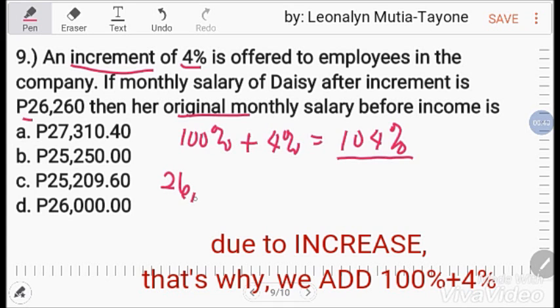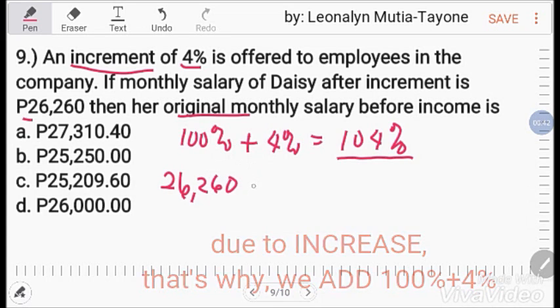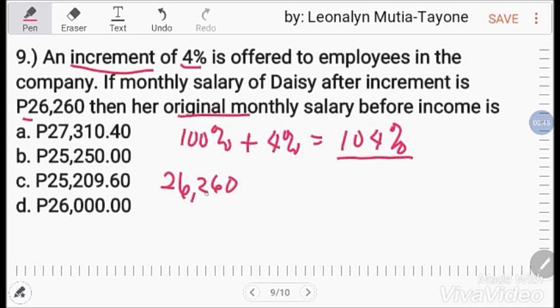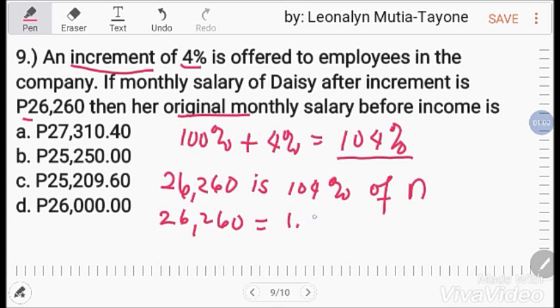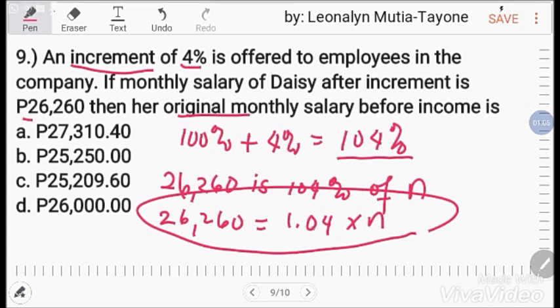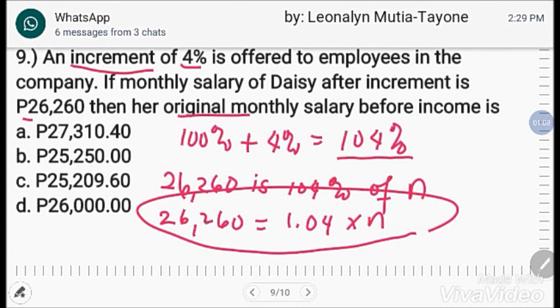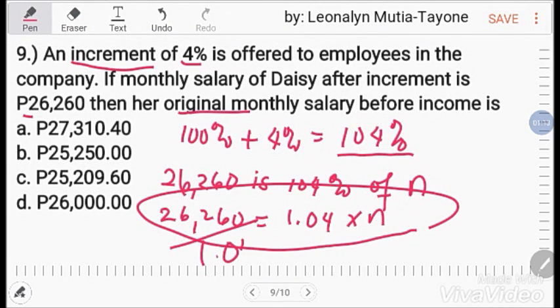That means, ito na yung gawin nating equation. 26,260 is 104% of her original salary. N lang. That means 26,260 equals 1.04 times n. So, si 26,260 over 1.04, ito na yung i-divide natin para makuha natin yung sagot.